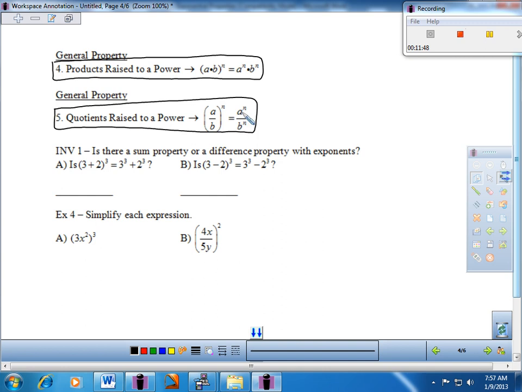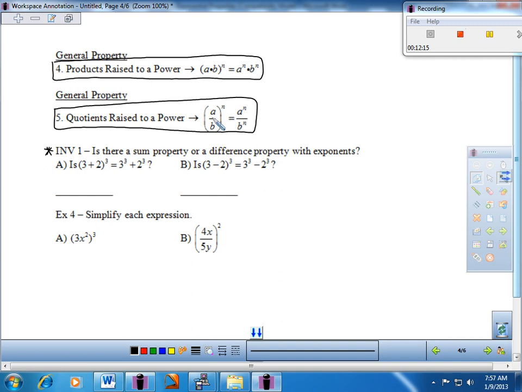This is a great one right here, everybody. This is a little investigation we're going to do just pretty quickly. The question I have for you is, is there a sum property or a difference property with exponents? So we just saw there's a product property.